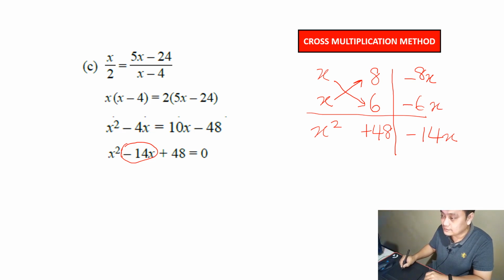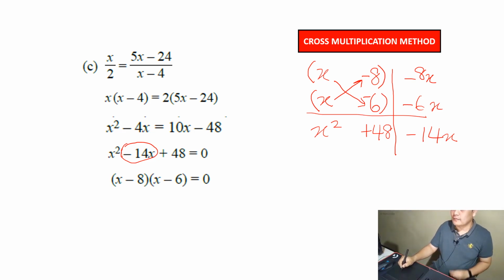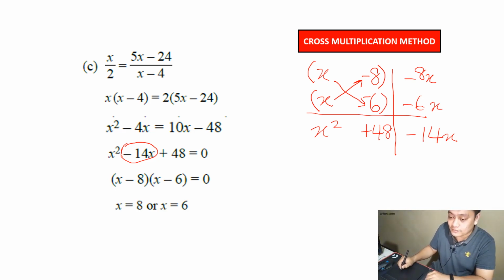Okay, now check this one. Here is negative 8x, so that means here is negative 8, and here is negative 6. Because negative 8 times negative 6, we will get positive 48. So that means the first factor is x minus 8, and the second one is x minus 6. Therefore, the roots for this quadratic equation are x equals 8 and x equals 6.